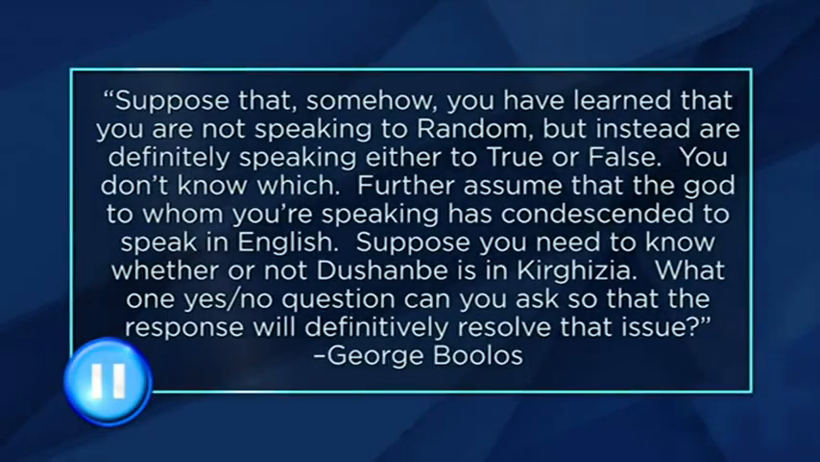As we'll see, Boulos is about to establish the principle that if we know we're not speaking to random, and if the gods answer in English, then we can ask a single question of the gods to determine whether or not any particular factual assertion is true. A normal person might use something simple, like 1 + 1 = 2, as an example of a very basic fact claim, but Boulos instead amused himself by picking something incredibly obscure. Anyway, if you want to take a shot at this one, then pause the video here.